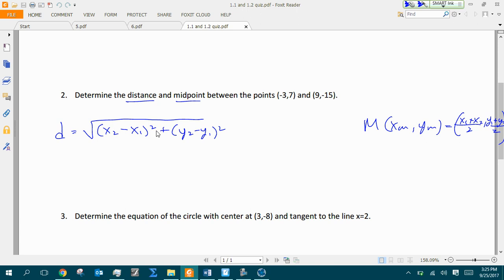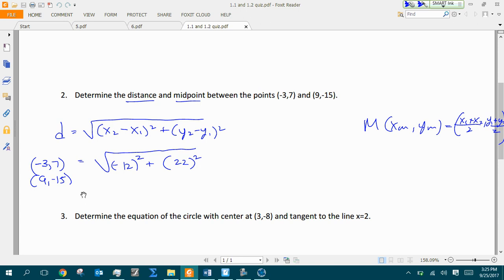Over here on distance, this is just something I do. I'm not saying it's the right way to do it, but I'm going to go negative 3, 7, and 9, negative 15. I'm just going to put them on top of each other because I can subtract them that way. It's just easier, going straight down. So negative 3 minus 9 is negative 12. Square that. Plus then 7 minus negative 15, which is 7 plus 15, which becomes 22.